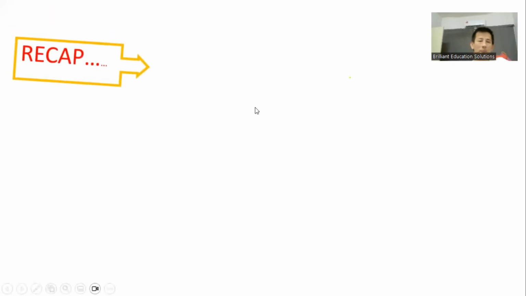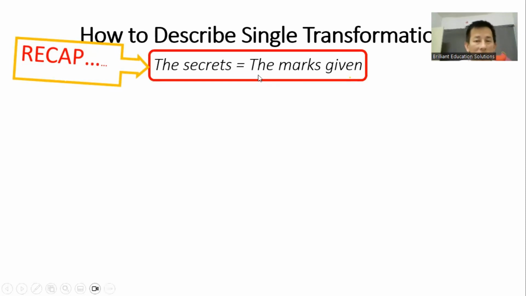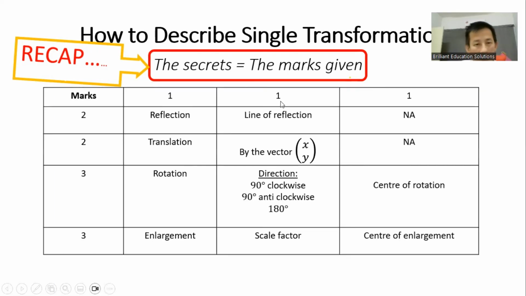For the recap, how to describe a single transformation? Remember, the secret lies in the marks given. If you have 2 marks, it can either be reflection or translation. For reflection, you need to state the line of reflection. For the translation, you need to state the vector.